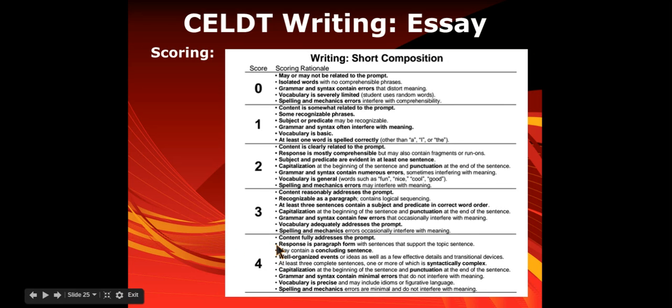You want to make sure that you write in paragraph form. It's not just shoving together a bunch of ideas on the paper. Everything needs to be organized, and again, we have capitalization, punctuation. You want to make sure that your wording is good and proofread, because spelling and mechanics do count.